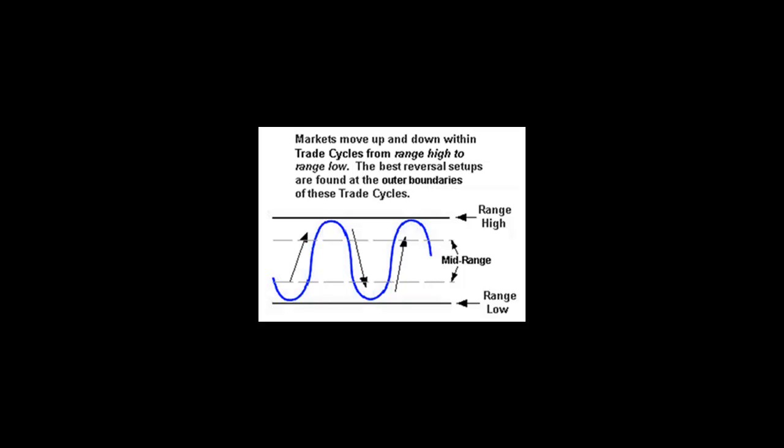The chart pattern I'm going to show you today is a multi-bar reversal pattern called the Tweezer Reversal. It is a very productive dual bar pattern when found at either a range high or range low of a trade cycle. It works best when combined with a key level of support or resistance in a liquid market, that is, a market with volume.